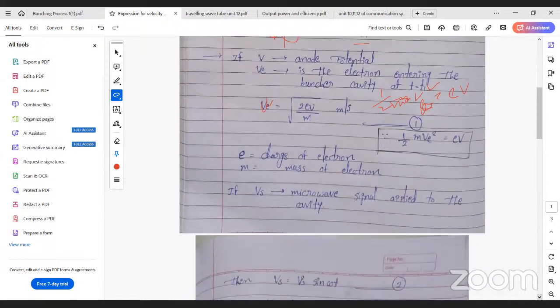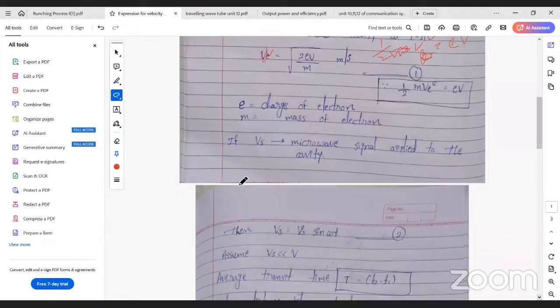Here, whatever input signal I am applying, I am considering as Vs. Vs is the microwave signal applied to the cavity. From the microwave signal, I am writing one equation: small vs equals capital Vs sine omega t. Note that one is small v and the other is capital V.